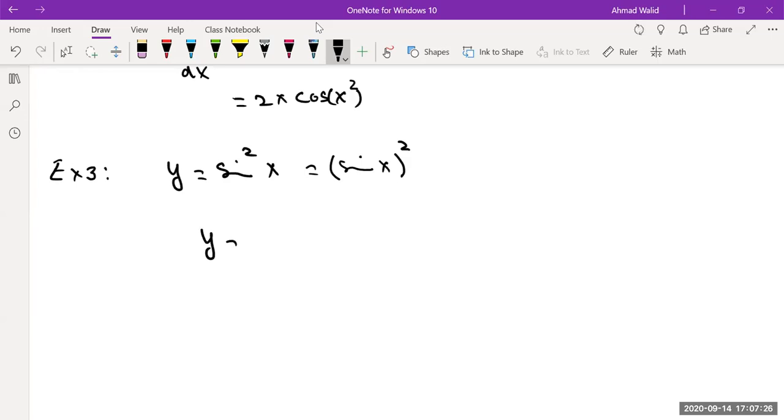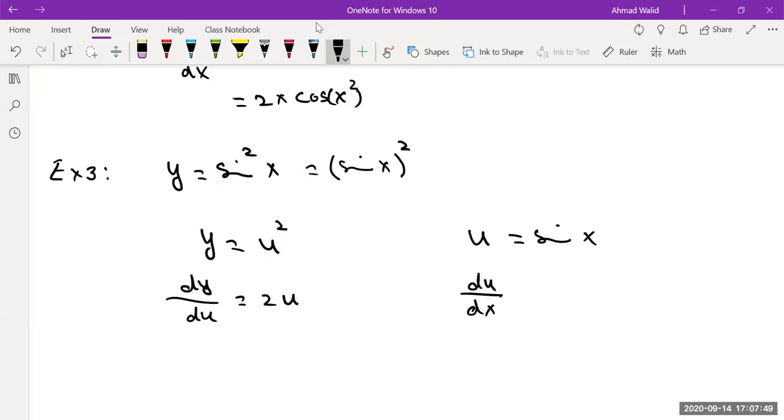Make two functions. y equals u squared, which is the outside, and name your u sine x. Correct? The inside is sine x. Here, dy over du equals 2u. Here, du over dx equals, what is the derivative of sine x? The derivative of sine x is cosine x, right?